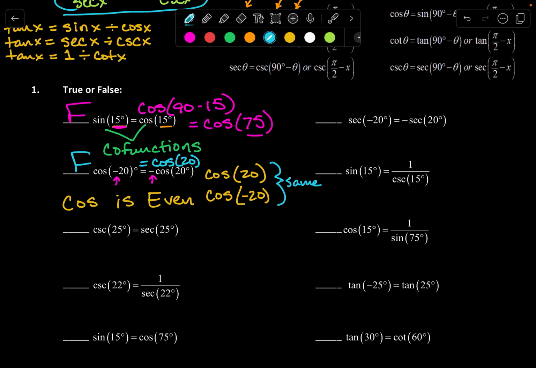I'll jump over now so that I'm not scrolling up and down a whole lot. We've got secant, same thing, negative input, negative output, but secant and cosine, just like this one we worked right here, secant is even. Secant is even, which means that if I plug in positive 20 or negative 20, I should get the same answer. So this is false.